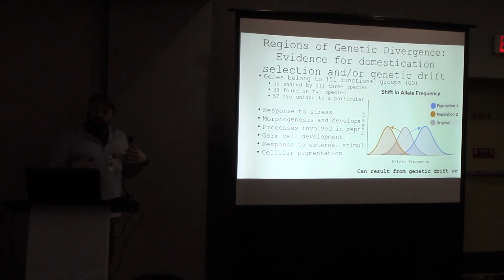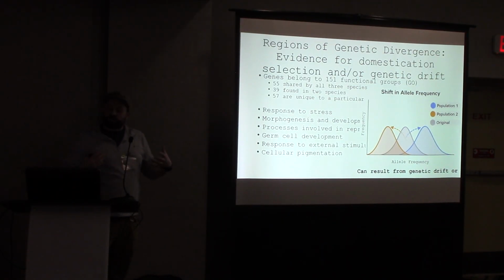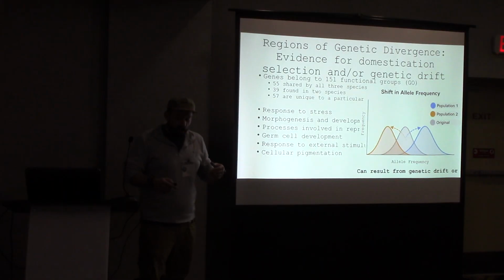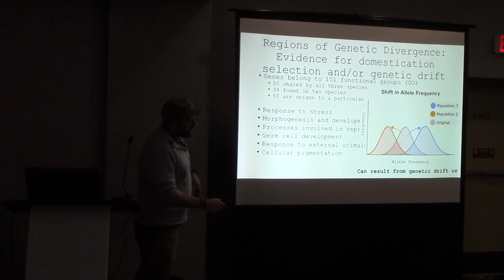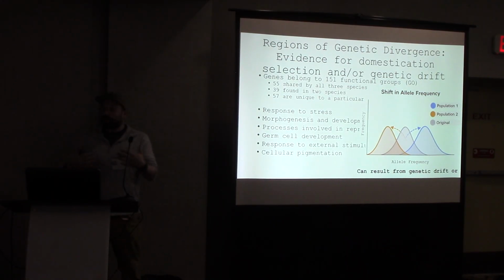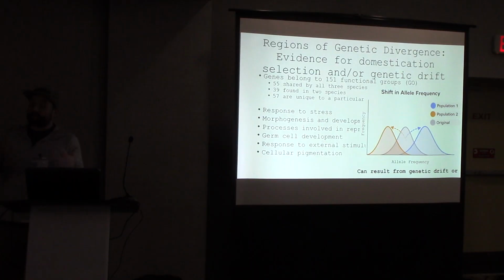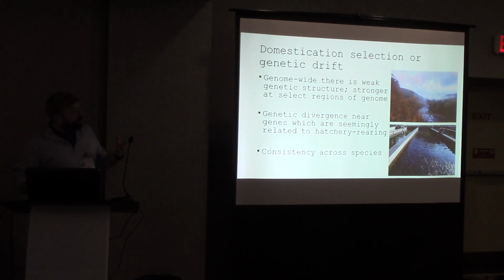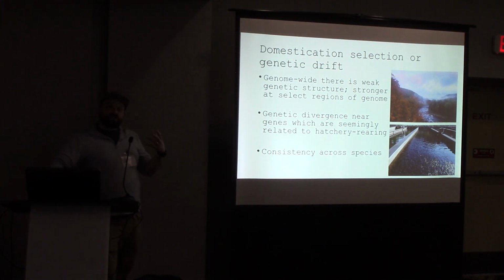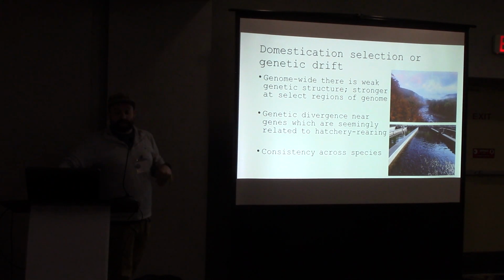And how does this happen, right? Well, this results from a shift in allele frequencies, right? So, we have our ancestral population. One population is going to diverge one direction, one population might diverge the other one, and that could be due to genetic drift or domestication selection, okay, in the hatchery environment. So, ultimately here, genome-wide, there's weak genetic structure, right? It's much weaker than at select regions of the genome, okay?